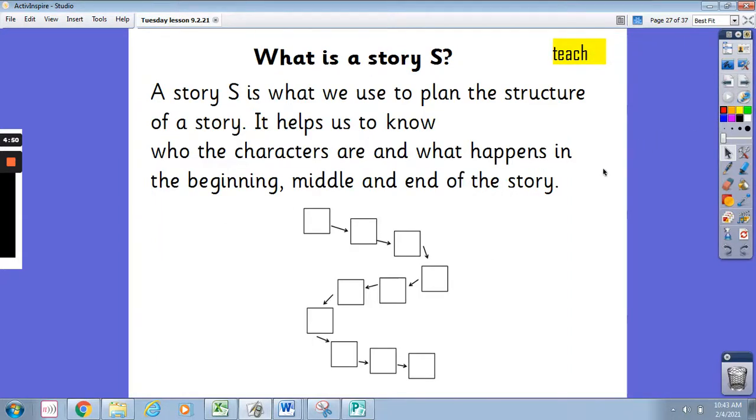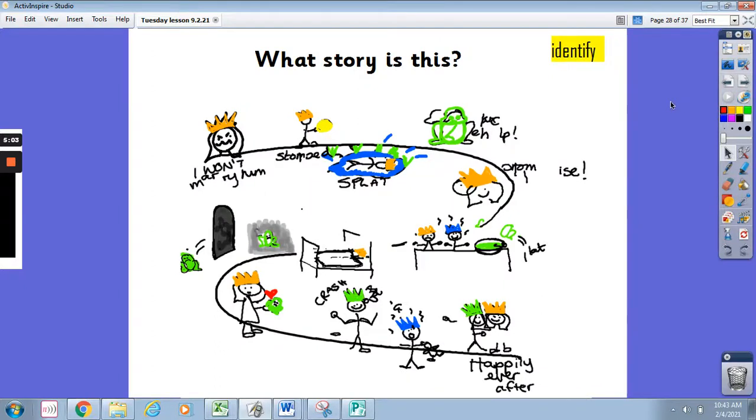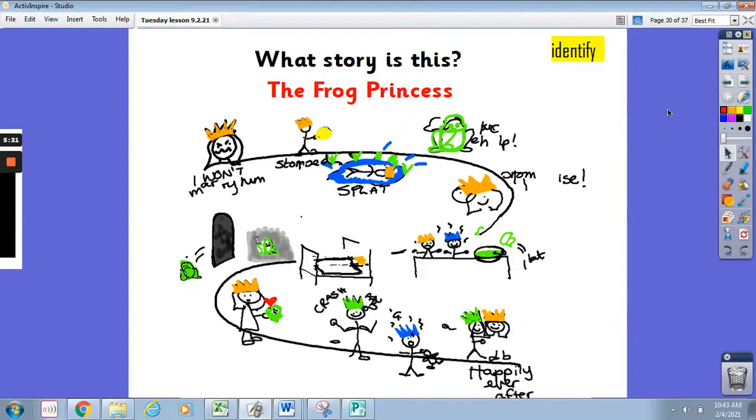So again, what is a story S? A story S is what we use to plan the structure of a story. It helps us to know who the characters are and what happens in the beginning, the middle, and the end of the story. Have a look at this one now. This story S is telling us a story, but what story is this for? Pause the video, look carefully at the story S and write down what story it is for. Brilliant, it's for the Frog Princess. You can tell from the characters in the story and what is happening along the way.